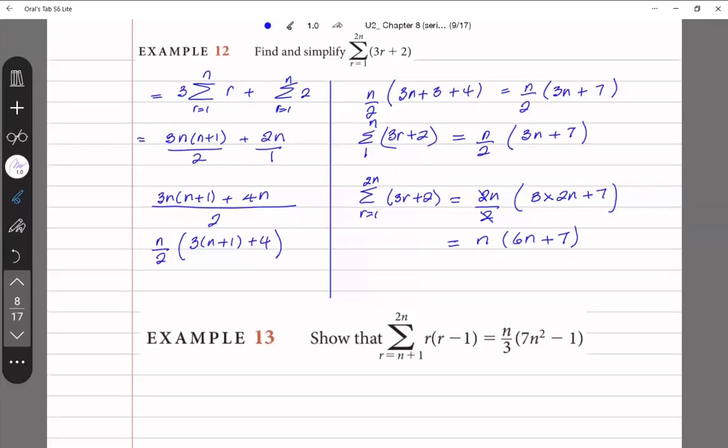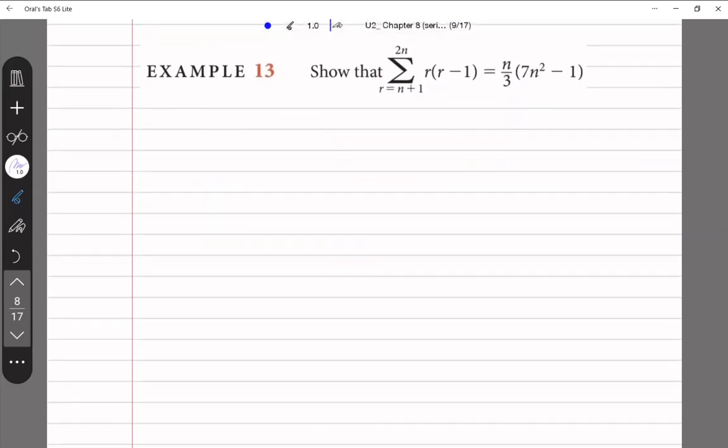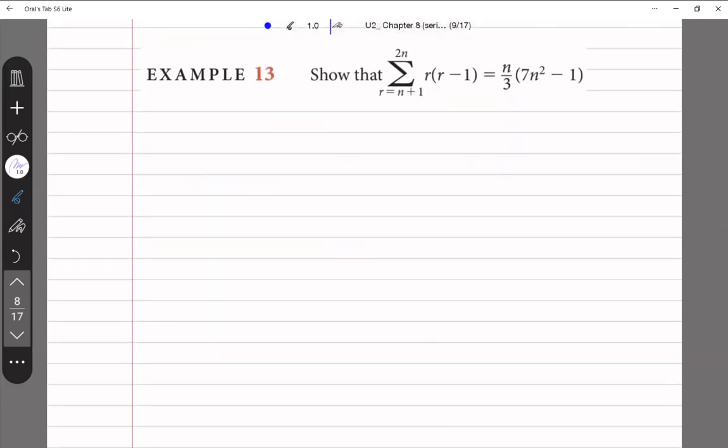All right, example 13. Example 13 says, show that the sum of the series r into r minus 1 from r is equal to n plus 1 to 2n is equal to n over 3 into 7n squared minus 1. Now, I would say that this series should actually be equal to the summation from when r, all right, let's not go there first. Let us find this first.